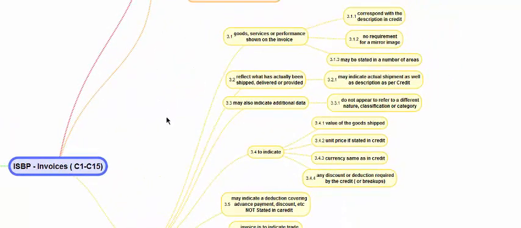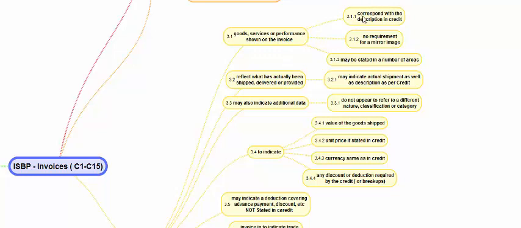Invoice should be drawn on the applicant of the LC, and if it's a transferable LC, it can be drawn on the first beneficiary. Regarding goods, services, or performance, the LC can be opened for goods, for services, or for some other performance, and it will be given in detail in the description field in the letter of credit.